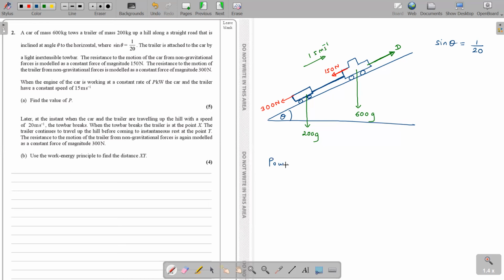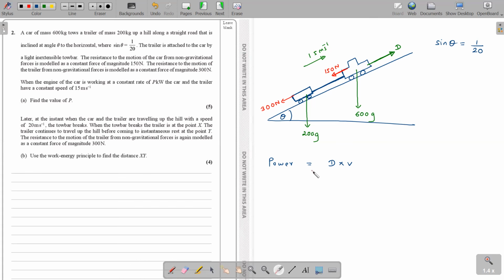Power equals driving force into velocity, right? Not just any other force, but the driving force. Power equals driving force into velocity. Okay, so the power is given as P kilowatts, right? Normally in this case, when we use this equation, power comes in watts.